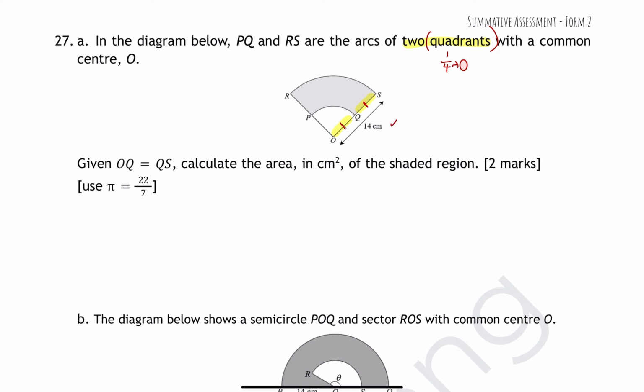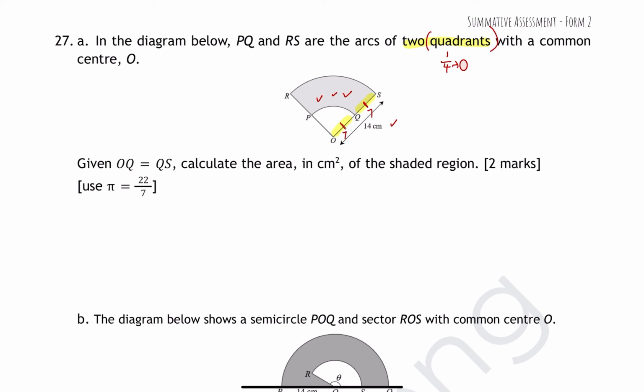So the 14 here, you can actually divide into 2. This would be 7, this would be 7, right? Calculate the area in cm square of the shaded region. So you are looking for the shaded area, this part. Since this is a quadrant and this is like our pizza, you can just use the bigger portion to subtract the smaller portion, all right?